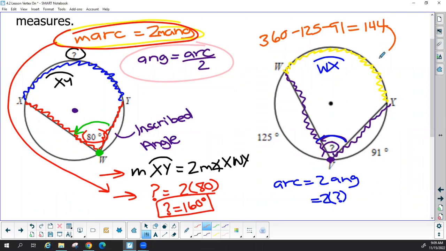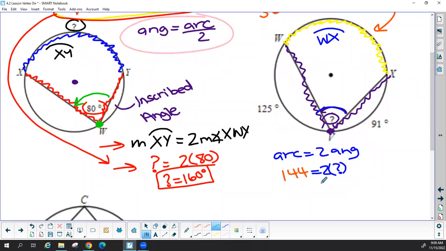So I get this arc to be 144 degrees. Please ask if it's confusing to you how I got that. And so I'm going to plug that in here. To finish solving this, I need to divide both sides by 2, and I get my angle measure to be 72 degrees.